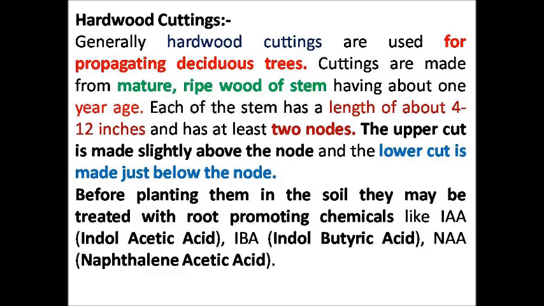Before planting them in the soil, they may be treated with root promoting chemicals like IAA or indole acetic acid, IBA or indole butyric acid, and NAA, naphthalene acetic acid.